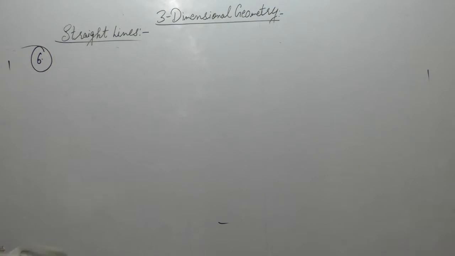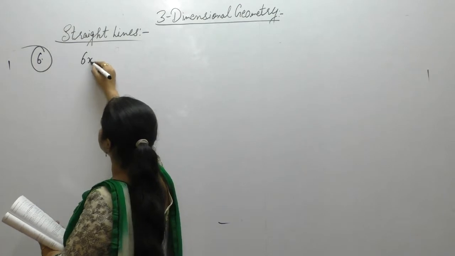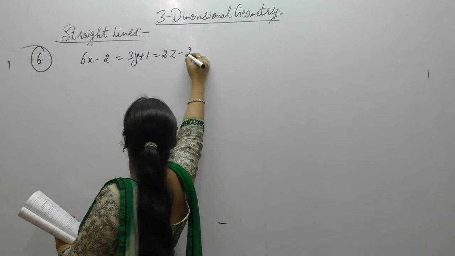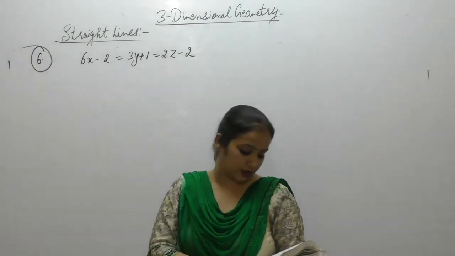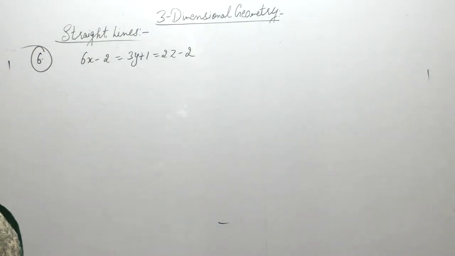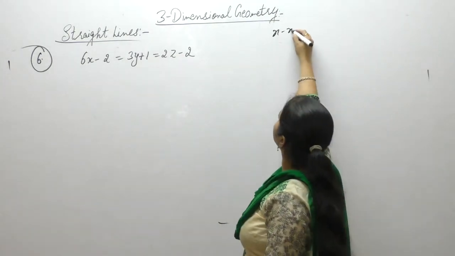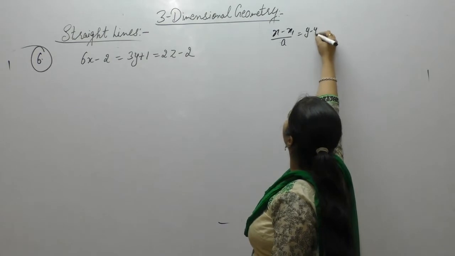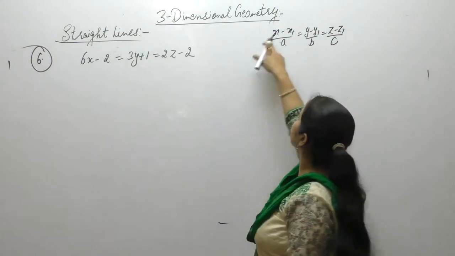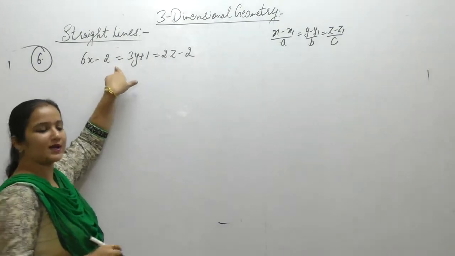Now the next question. The Cartesian equation of the line is (6x - 2) = (3y + 1) = (2z - 2). Find its direction ratios and also find the vector equation of the line. We know अगर हम Cartesian equation of line लिखते हैं, it is of the form (x - x1)/a = (y - y1)/b = (z - z1)/c. The coefficients of x, y and z are unity. So first make the coefficients of x, y, z unity.